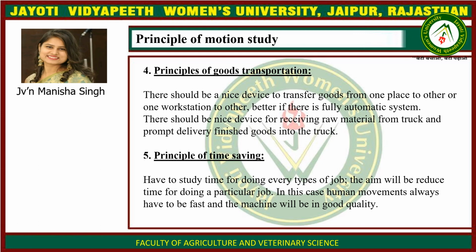Fourth principle is principle of good transportation. There should be a nice device to transfer goods from one place to another, or from one workstation to the other. Better if there is a fully automatic system. There should be a nice device for receiving raw material from the truck and prompt delivery of finished goods into the truck.